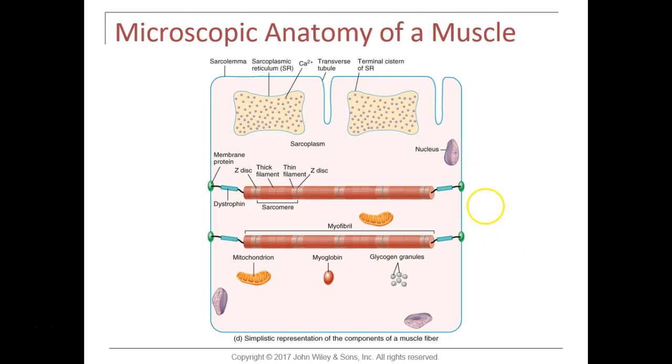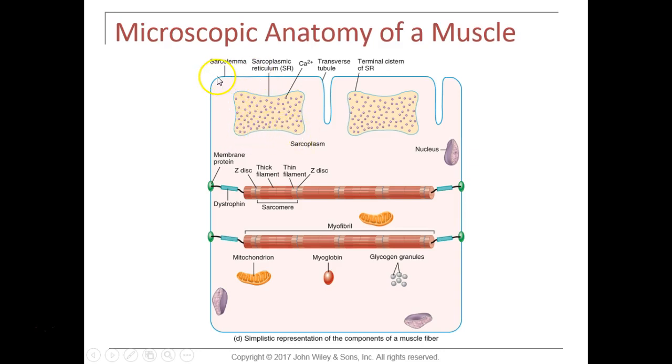So here's a generic drawing. The little blue line represents the plasma membrane, now called the sarcolemma. These structures represent that internal organelle called the sarcoplasmic reticulum, the SR's whole job is to store and release calcium ions to and from the sarcoplasm. So this represents the SR.